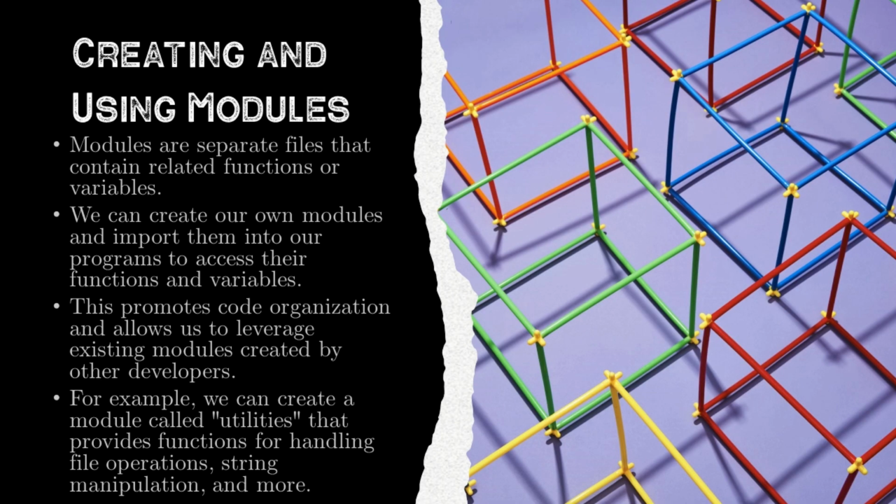Creating and using modules. In programming, modules are separate files or units of code that contain related functions, variables, and classes. They provide a way to organize code into logical units, making it easier to manage and maintain. Modules can be created by defining functions and classes within a separate file, and then importing them into other parts of the program. This allows us to access the functions and variables defined in the modules and use them in our code.